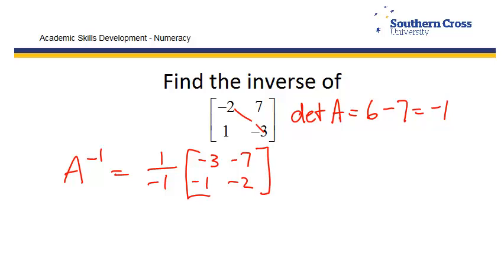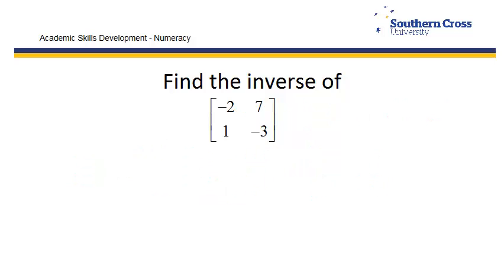This number out the front here, 1 divided by minus 1 is basically minus 1, multiplied by everything inside here just changes the sign. So we know the matrix is a very friendly 3, 7, 1, 2.